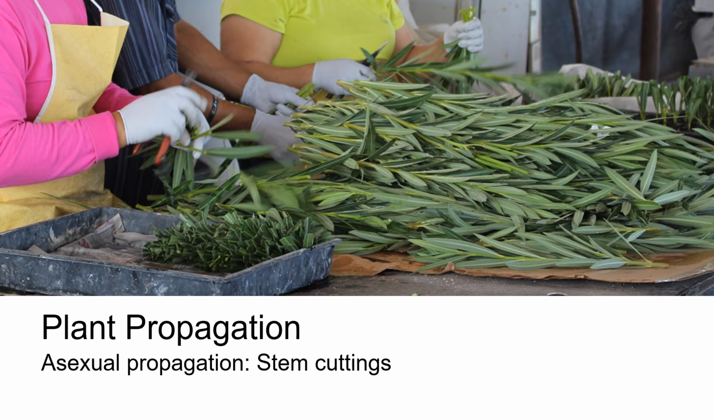Hi, plant propagators. In an earlier unit, you learned that there are many methods of asexual or vegetative propagation. Unlike sexual propagation, which involves seed or spores, asexual techniques involve no exchange of genetic material between male and female cells, and the plants resulting from asexual propagation are genetically identical to the parent plant. They're clones. In this unit, we're going to focus on stem cuttings.